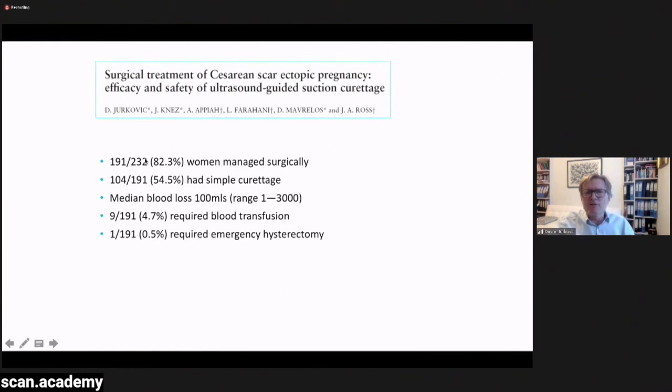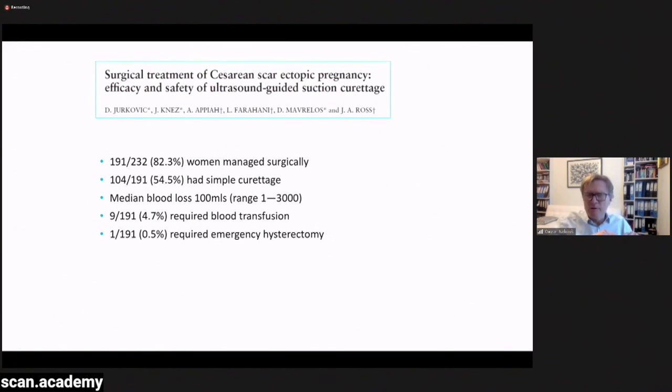Majority of them were managed surgically. And what is quite important to say, I was glad to hear my colleagues talking about the registry. In 50%, there was nothing necessary apart from simple curettage. Early pregnancies, small pregnancies could be removed without need for any complicated procedure. Median blood loss was small, but in some cases it was up to 3 liters. And blood transfusion rates were respectively low, only 4.7%.